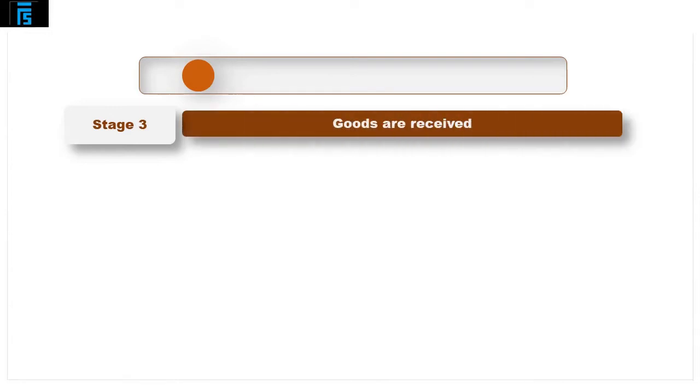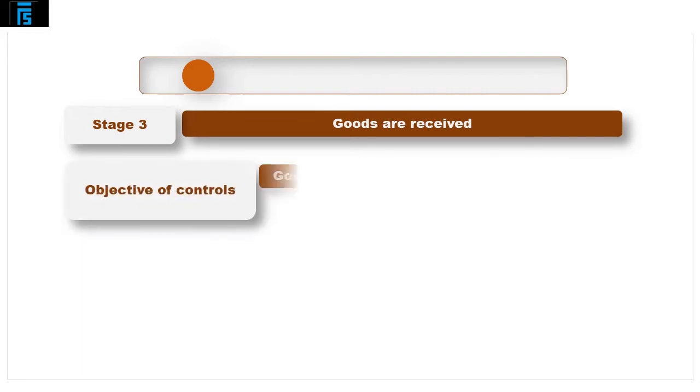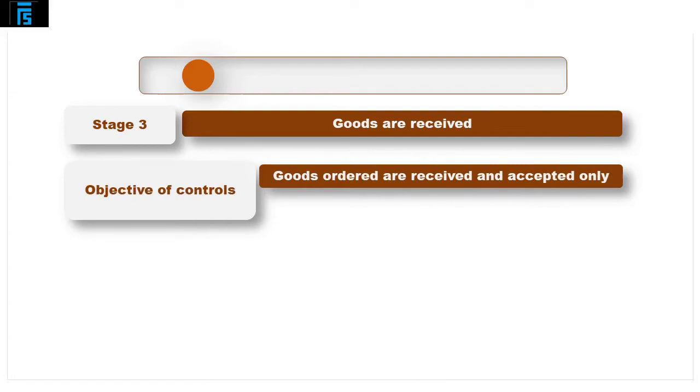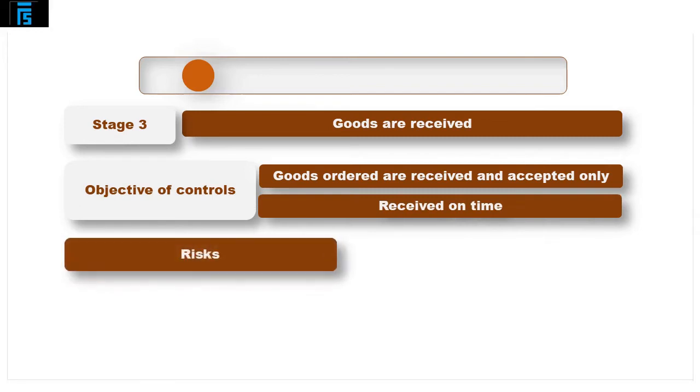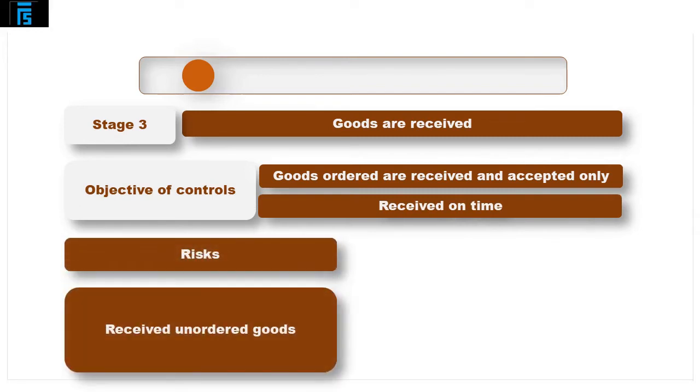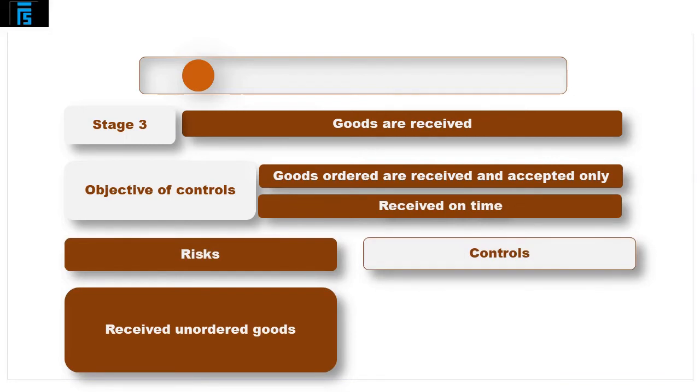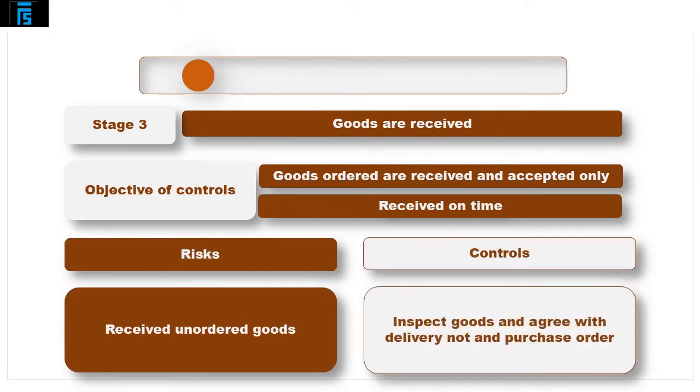Stage 3 is when the goods are received. This is usually in the warehouse, where a delivery note or goods received note will be prepared. The objective is to ensure only goods ordered are received and accepted, and received on time. A risk could be that goods received have not been ordered by the company, and a control would be for every delivery the goods should be inspected and agreed to the delivery note and a copy of the purchase order. This should then be signed by that staff member.